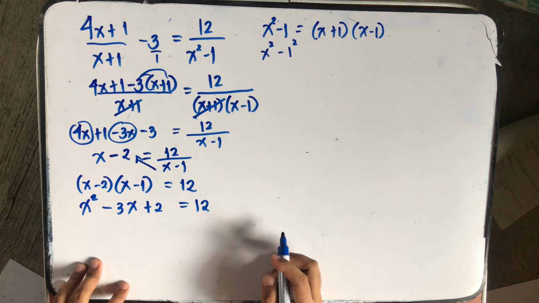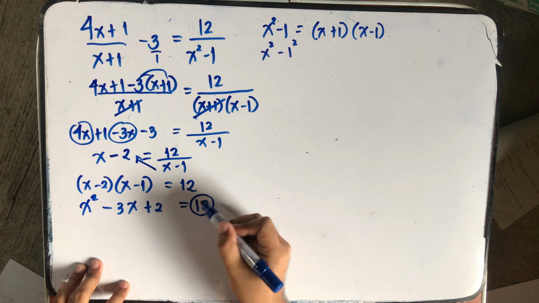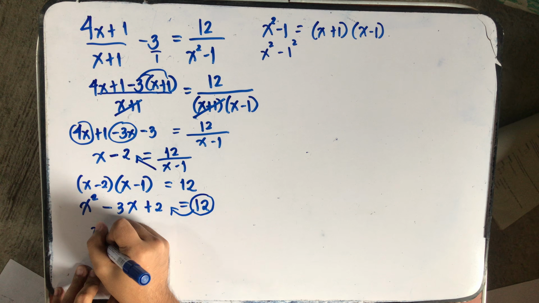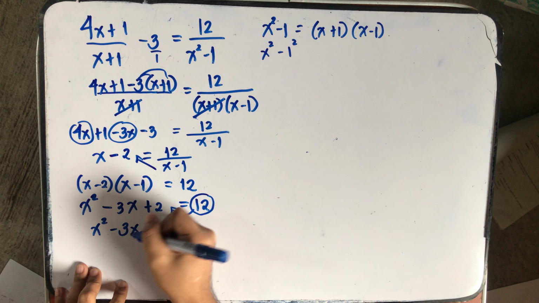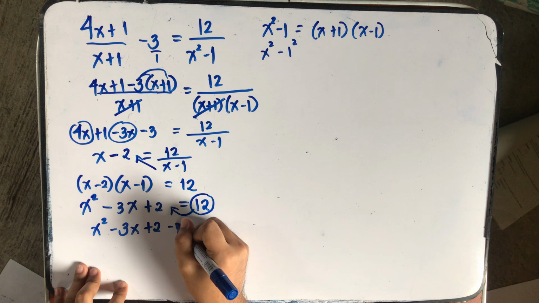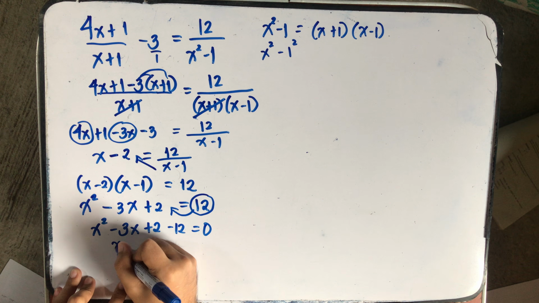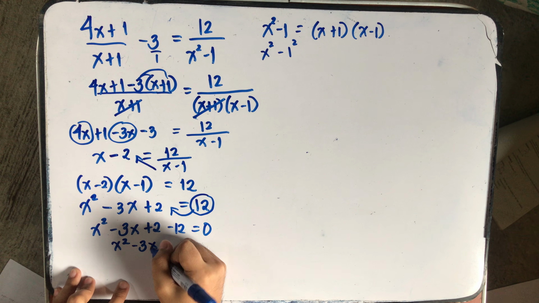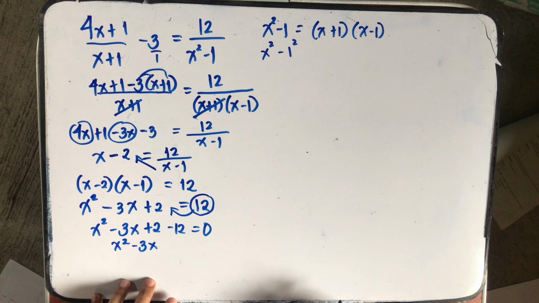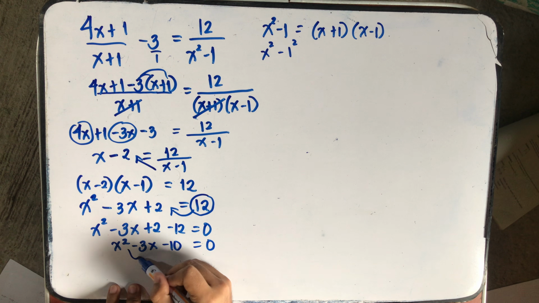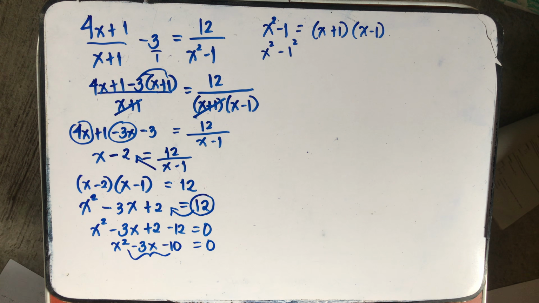Therefore, the right side should be equal to 0, and positive 12 should be transferred over to the left side. And this becomes x squared minus 3x plus 2 minus 12 is equal to 0. Therefore, x squared minus 3x plus 2 minus 12 will give us an answer of negative 10 is equal to 0. So we now have x squared minus 3x minus 10. All we have to do now is to get its factors.